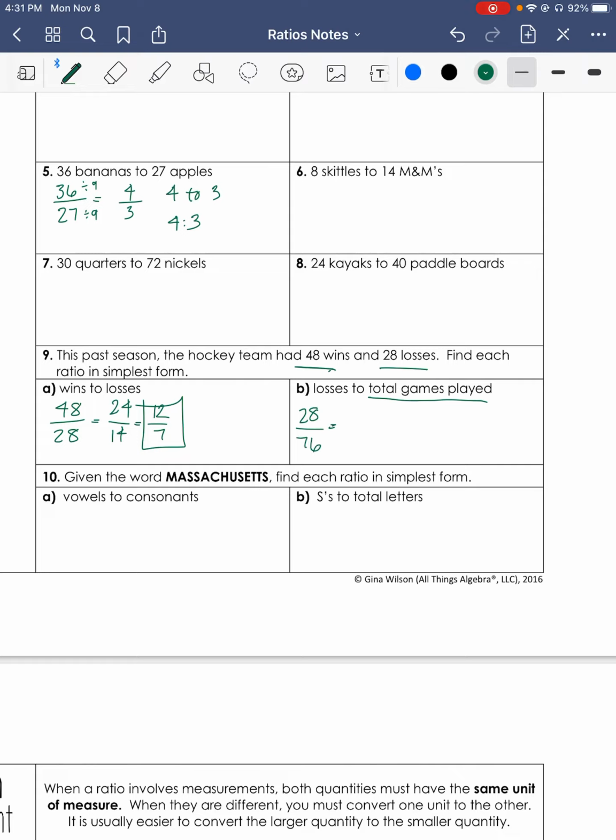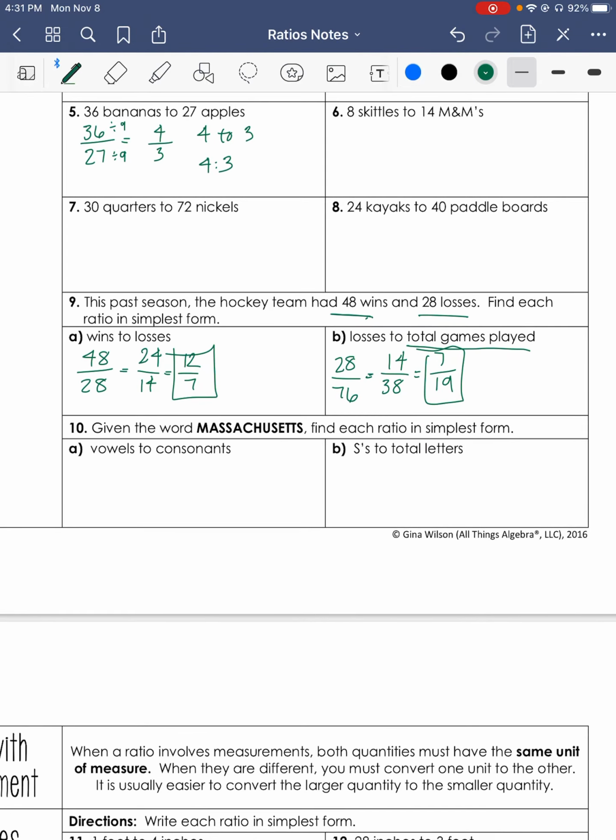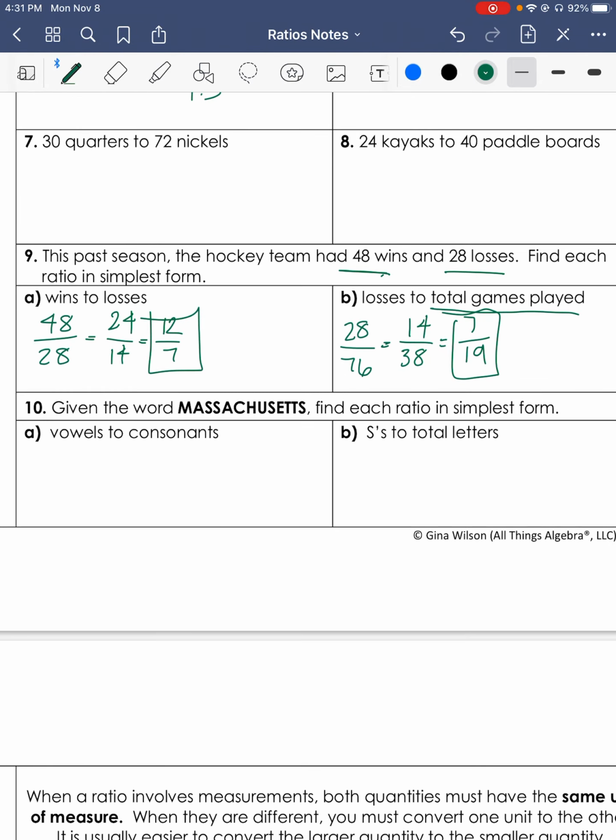I don't really know off the top of my head what 76 is divisible by, but I know that it does end with an even digit, so we can definitely divide by 2. Okay, so that gives 38 over 14... and we can divide by 2 again to 7 and 19. Let's call that good there. There's our answer.